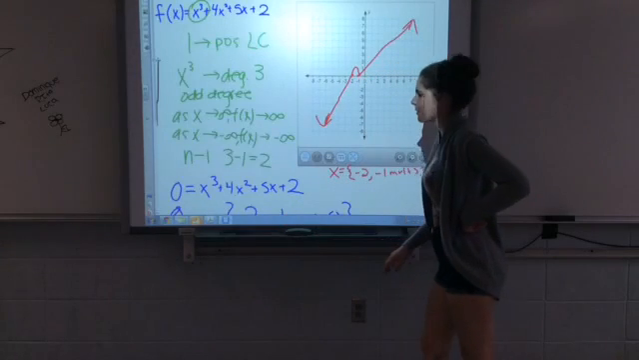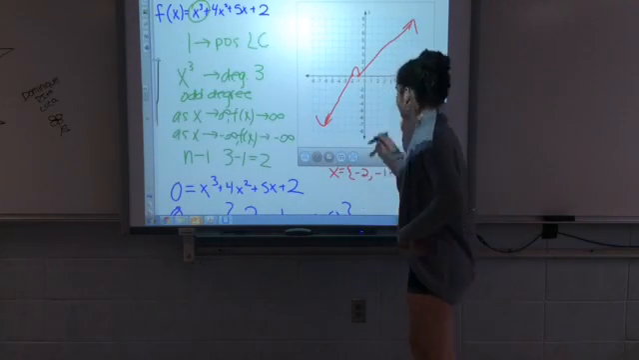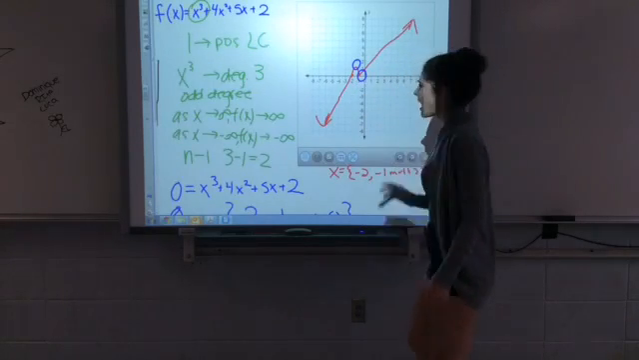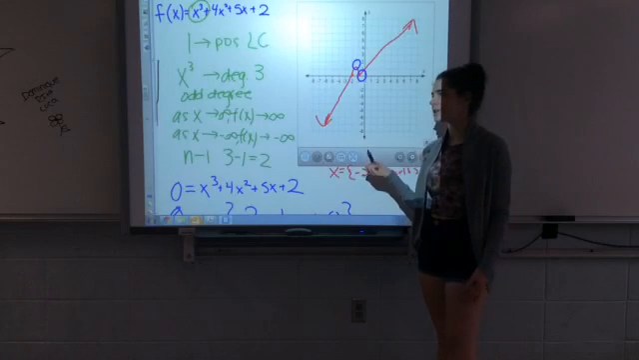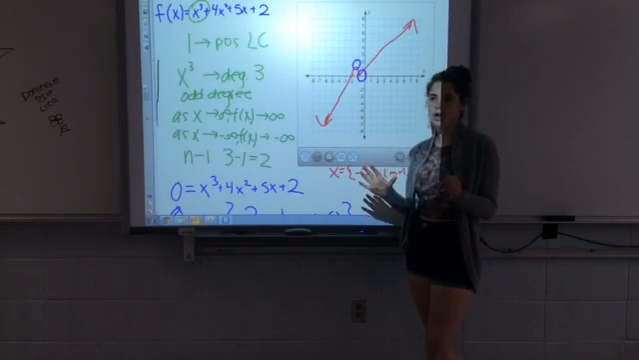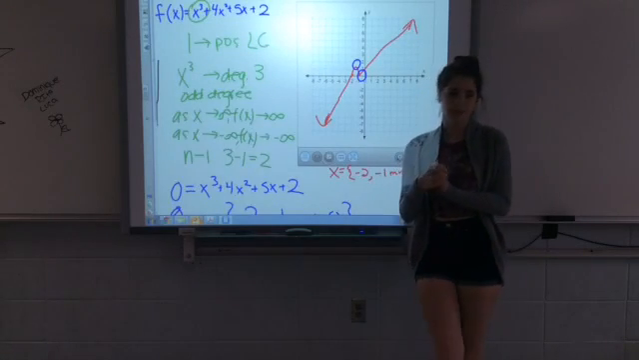And Alex stated that we were supposed to have 2 turning points, which we do. One here and one here. And now keep in mind that these graphs are just rough sketches, and if you want to make sure that your graph was correct, you can check out the graphing video.